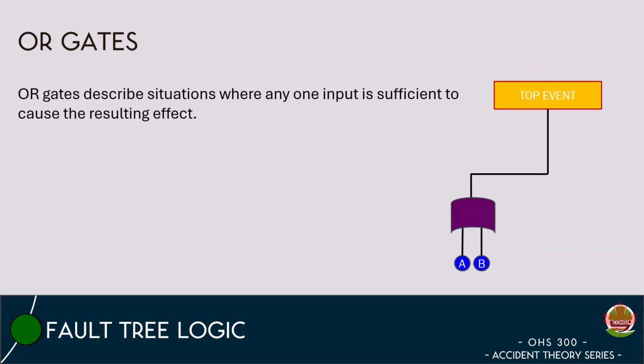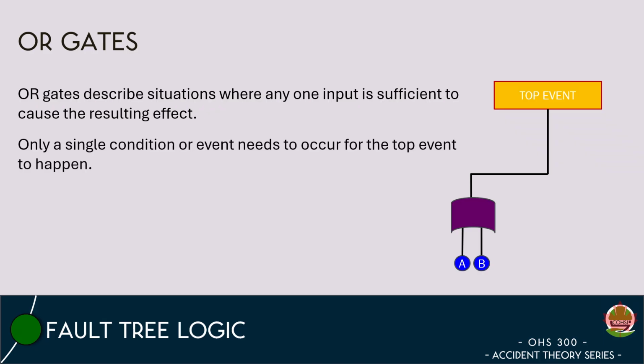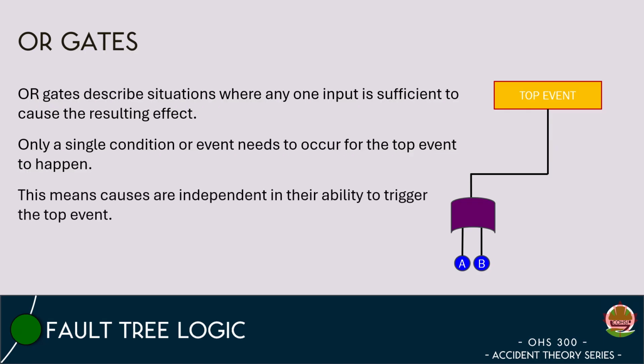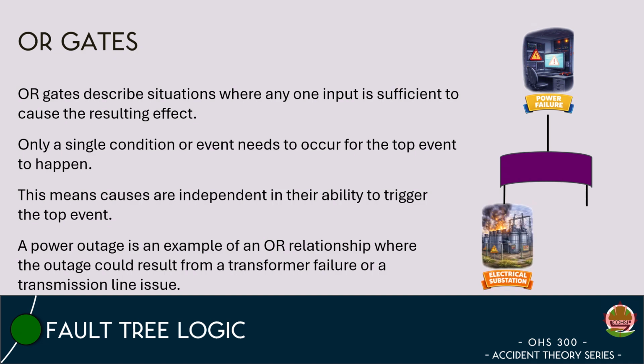Or gates, on the other hand, describe situations where any one of the specified inputs is sufficient to cause the resulting effect. In this case, the occurrence of just one condition or event can trigger the top event, regardless of whether other inputs are also present. For example, a power outage might result from either a transformer failure or transmission line issue. Any of these conditions alone can lead to the undesired outcome, and both of them do not need to be present for the event to occur.